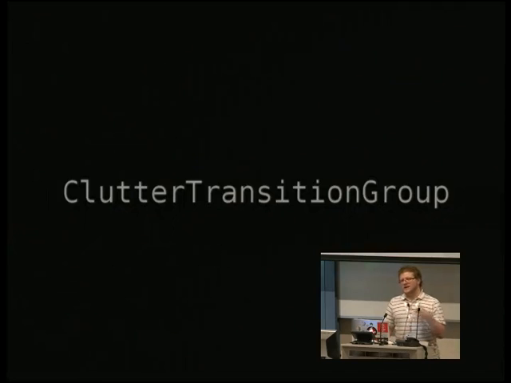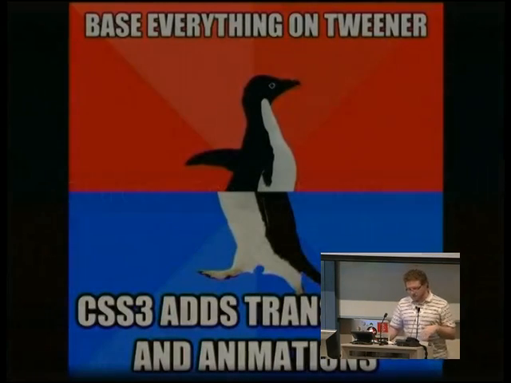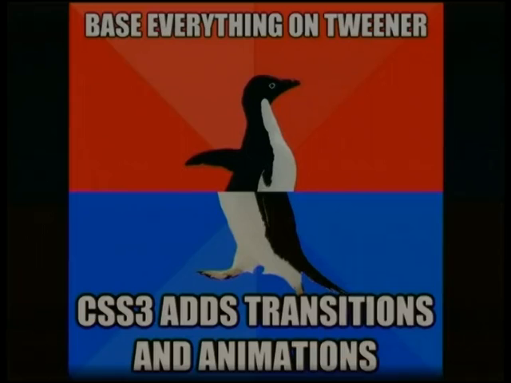If you pray at the church of Tweener, if you ever used JavaScript or Flash, you may have issues with implicit animations, mostly because Tweener is this kind of huge setup function that gives you the ability to set up all the various properties and stuff, and it's all very much explicit. My advice for you is to let Tweener go the same way that Flash went.